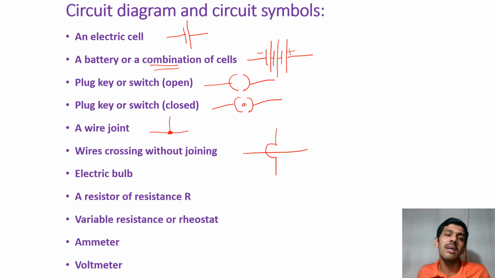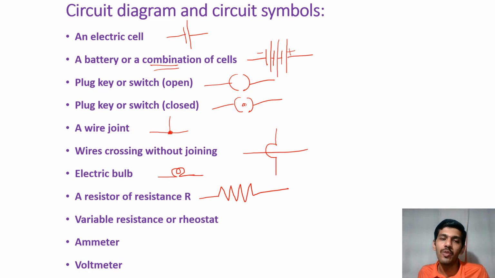And an electric bulb. How to represent an electric bulb? This is how to represent an electric bulb. Sometimes this circle is made, sometimes this circle is not made. So this is also the symbol of a bulb. And a resistor. A resistor is represented like this, remember. So the zigzag line like this. This is a resistor.